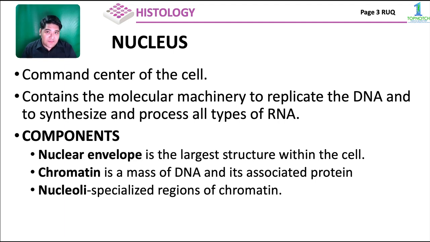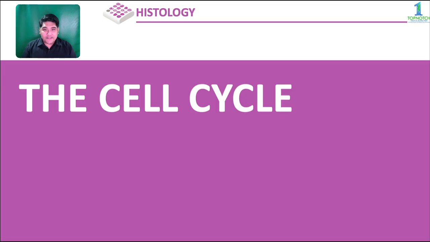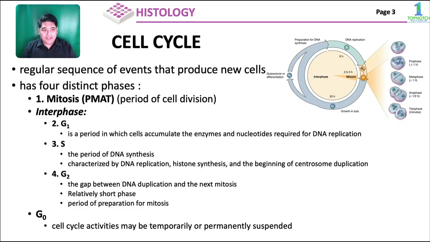So, ganun lang kabilis ang pag-review ng ating cellular structure and function. Let's move on to the next topic. So let's discuss now the cell cycle. So the cell cycle is a regular sequence of events that produce a new cell. So meron siyang 4 phases. You have your mitosis, which is divided into your PMAT or prophase, metaphase, anaphase, and telophase.